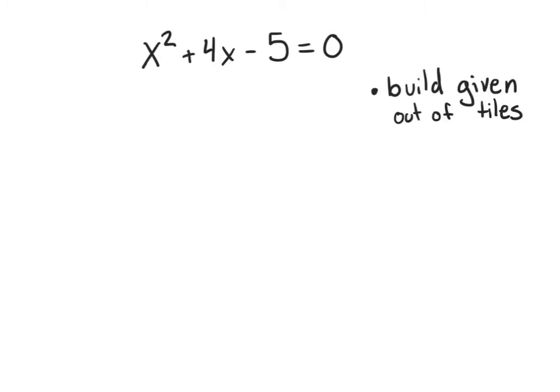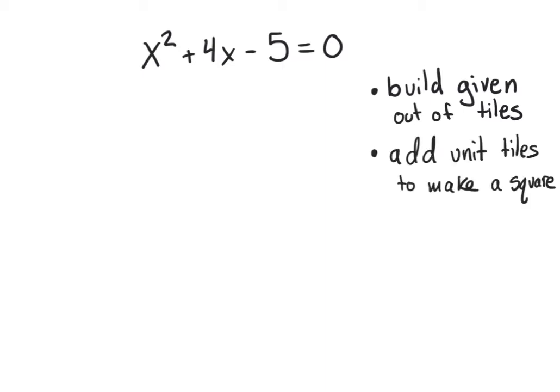Given the equation x squared plus 4x minus 5 equals 0, build a diagram of your quadratic expression out of algebra tiles, and then complete the square by adding unit tiles. Building these diagrams to create squares takes a little practice. First, let's start with our x squareds. I'm going to put that in the bottom left of my diagram.